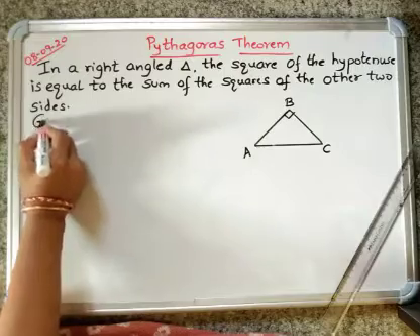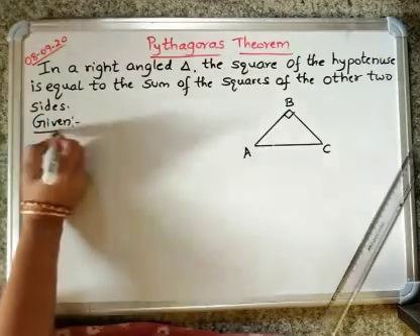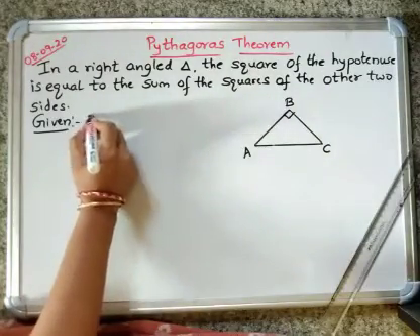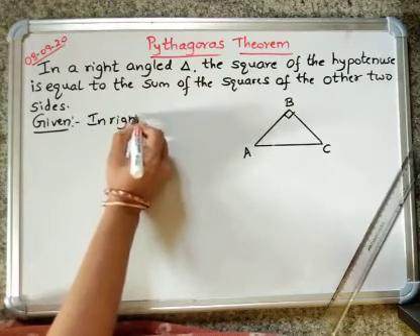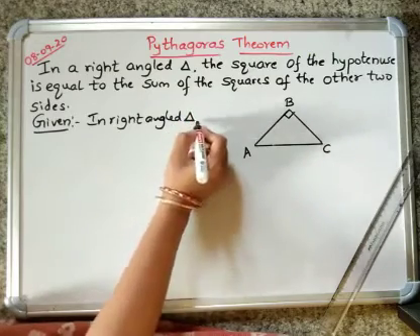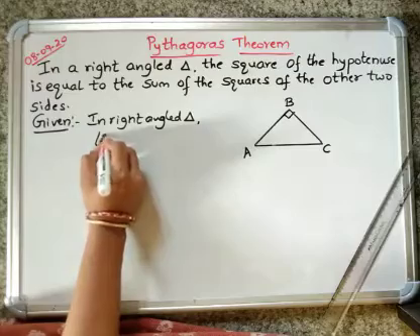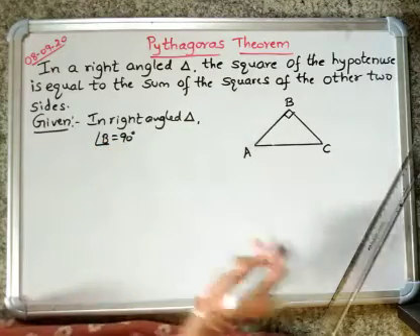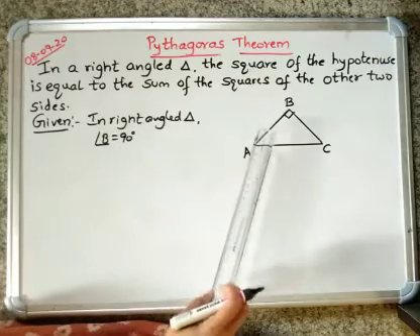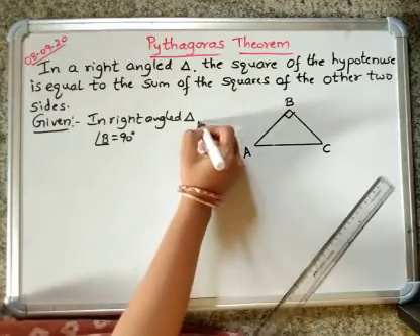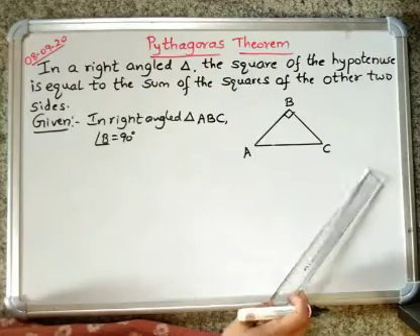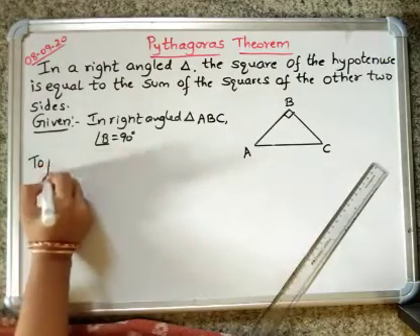So I will be writing now what is given. Only the triangle is given: in right angle triangle, angle B is equal to 90 degrees, or else you can write it in a sentence also. We have given a right angle triangle ABC, B is 90 degrees, right? Now next is to prove.